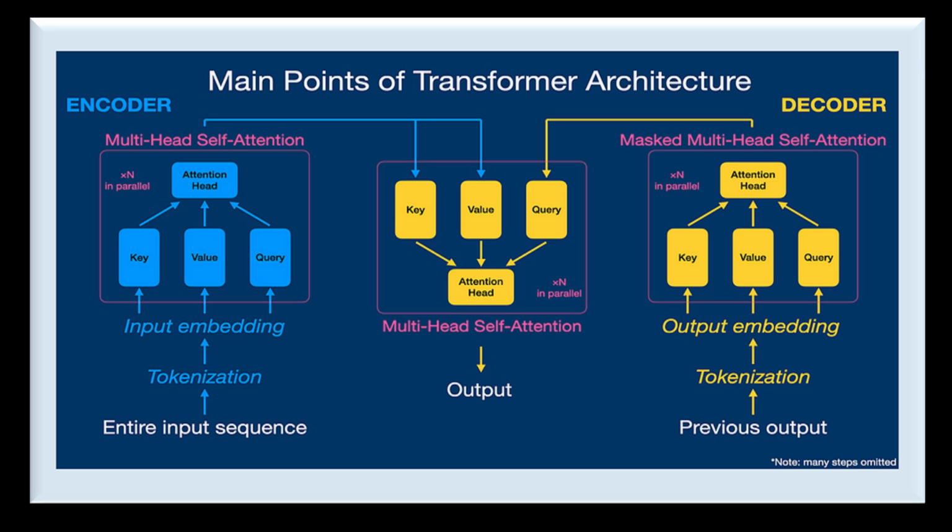So to summarize this, we can say transformer architecture is a neural network designed for NLP tasks that uses multi-head self-attention and feed-forward neural networks to process sequences of words or characters efficiently, capturing the relations between them.